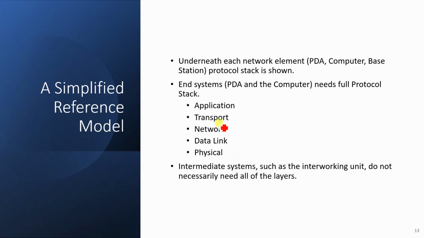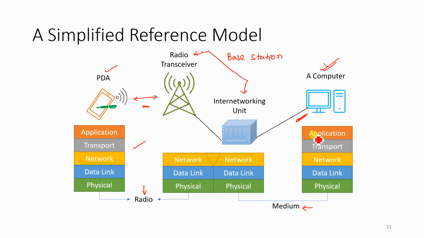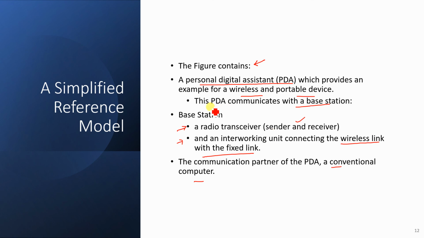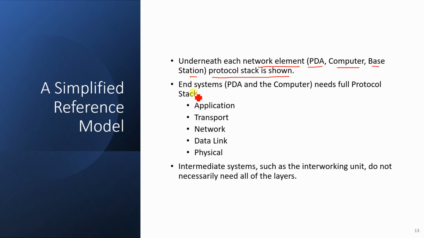In the last slide, again I am explaining the figure itself. Underneath each network element, here network elements are the PDA, computer, or base station, the protocol stack is shown. This is the protocol stack, shown just below all these internetworking devices. And finally, the end systems, here the PDA and the computer, need the full protocol stack, but the intermediate system, which is your internetworking unit and base station, does not necessarily need all the layers.